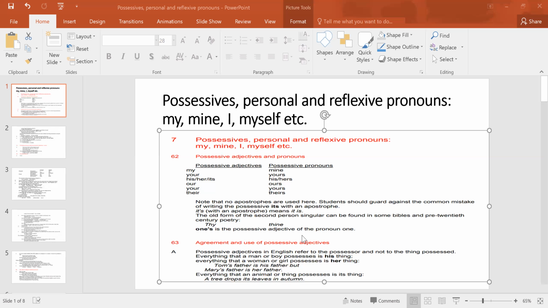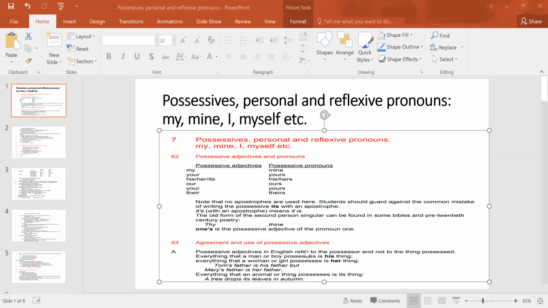One's is the possessive adjective of the pronoun one. There is also a pronoun one, and the possessive adjective of one is one's. You can add one's in this list, which is there on the left hand side of the page.